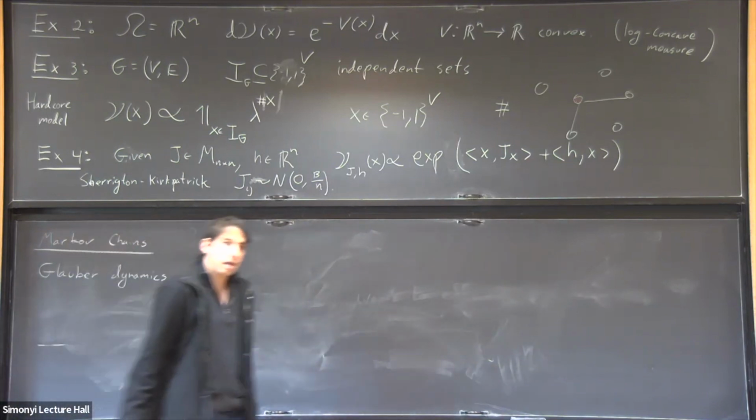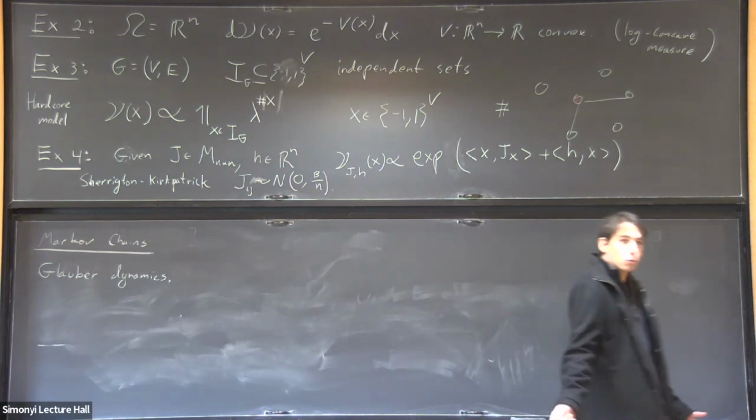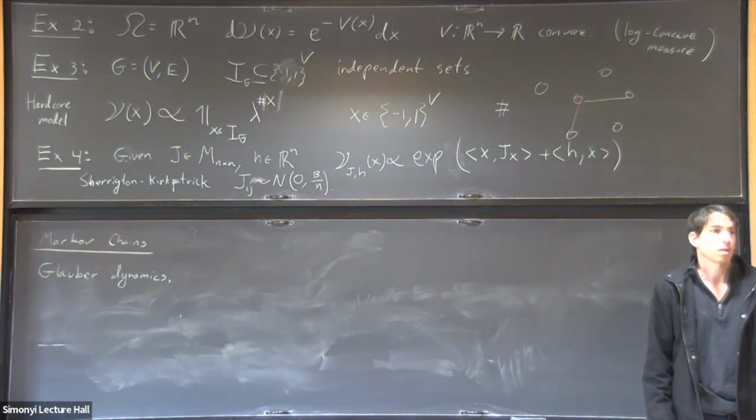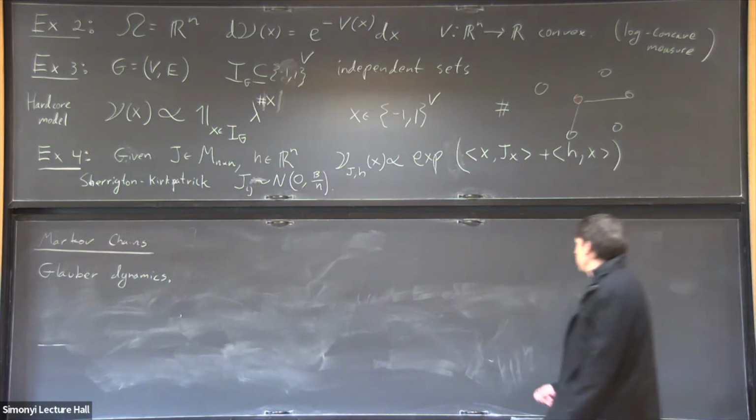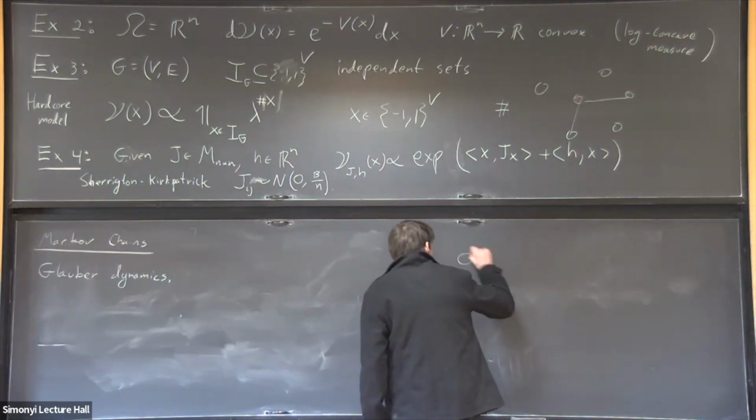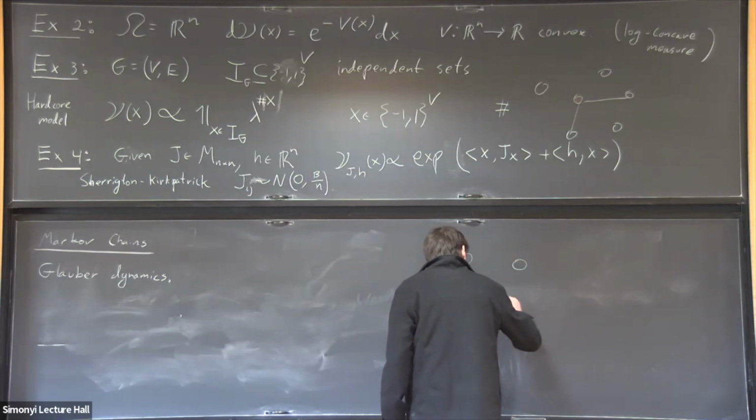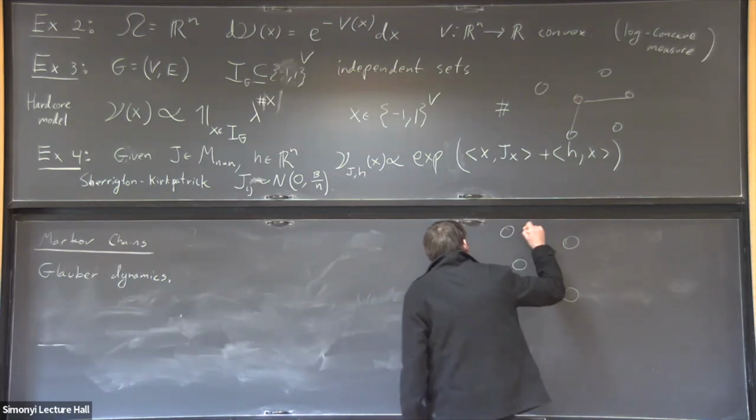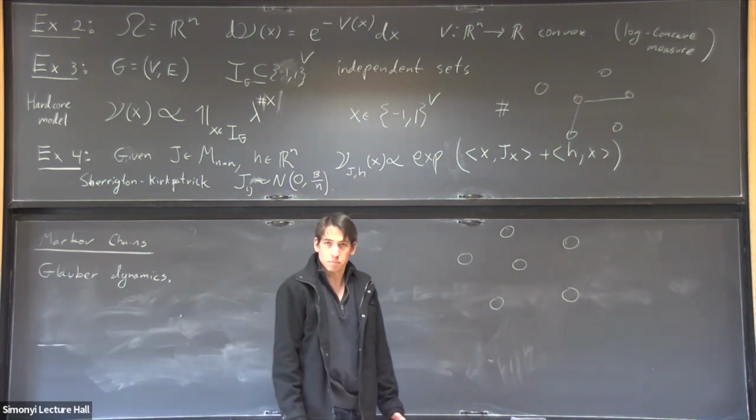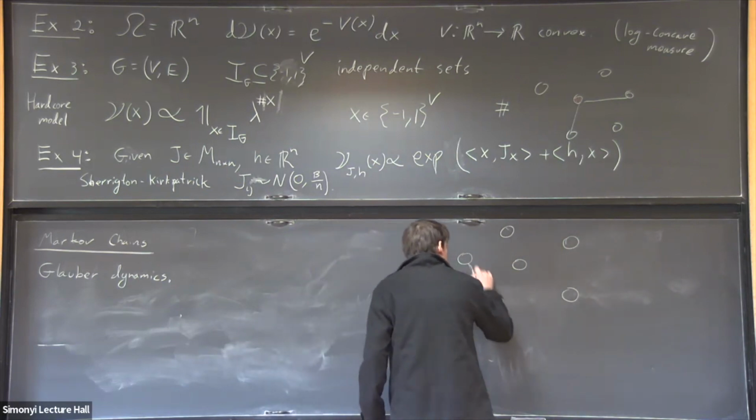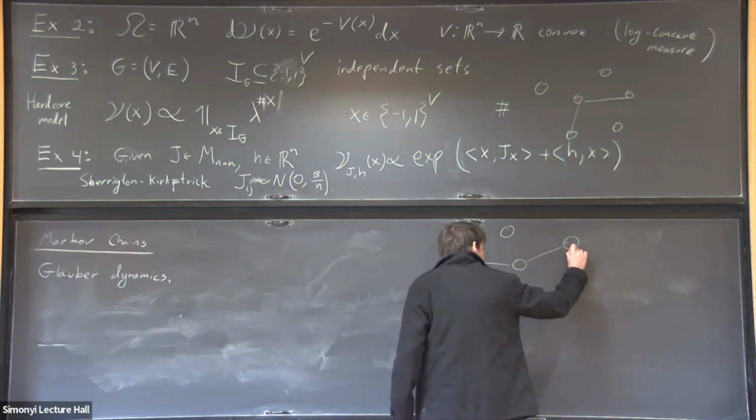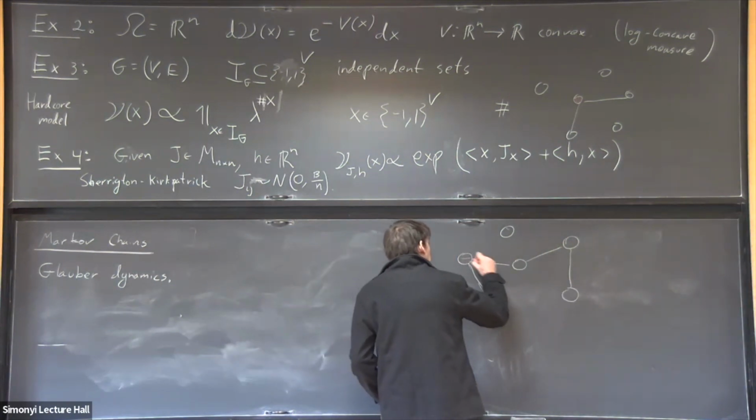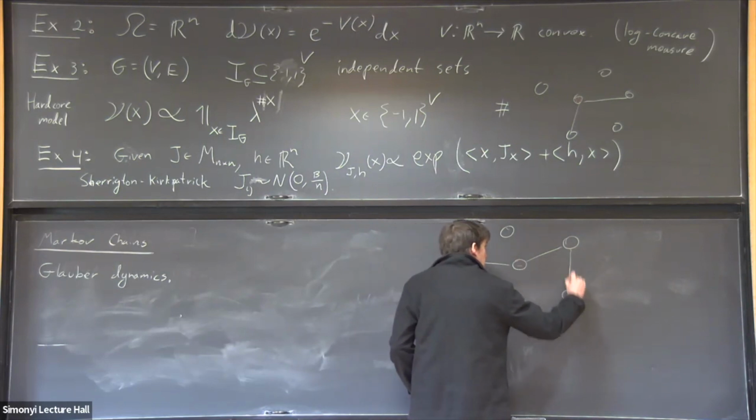So Glauber dynamics is a Markov chain associated with any measure on the discrete hypercube in the following way. Let me first give you an example, and describe it on an Ising model. Suppose we have a graph and we want to sample from the Ising model. So we start from some state, maybe everything is a minus.